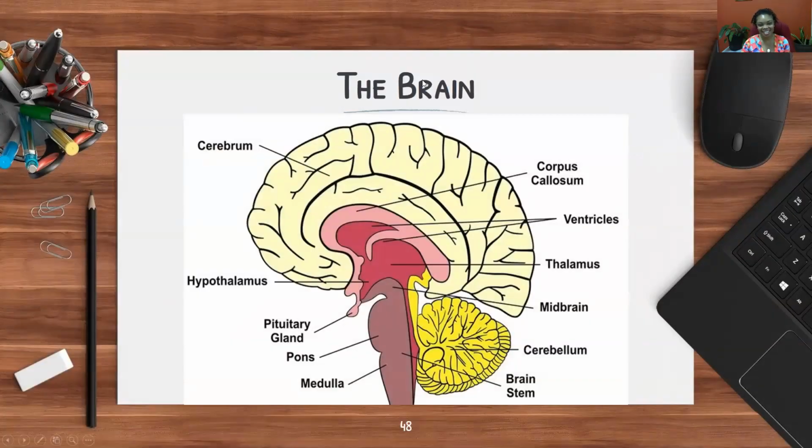The brain. So the brain has several parts. Main parts that you need to remember: the cerebrum, which is so large, right? These have different lobes, of course, but for the purpose of your exam, you just need to remember that this is called the cerebrum. You have the cerebellum, which is referred to sometimes as a mini brain, the brain stem, the medulla oblongata, the pituitary gland, and above the pituitary gland, you would have the hypothalamus.